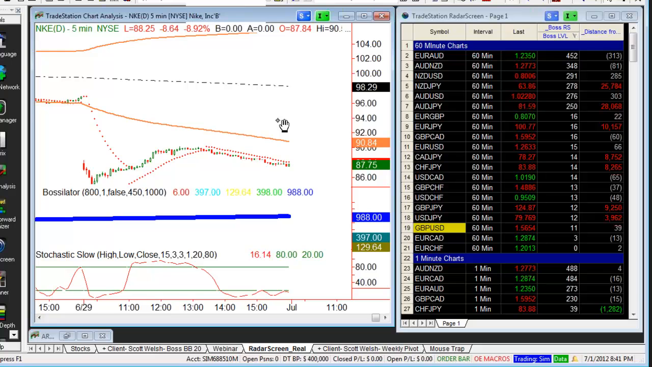So that's a long time for anything, but it's especially a long time on stocks. Plus, we've got a huge gap, so there isn't a lot in the counter trend world. This is my favorite right now, Nike 5-minute chart. I wanted to share that with everybody.